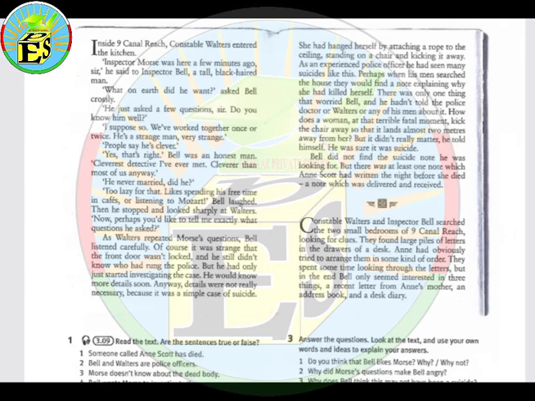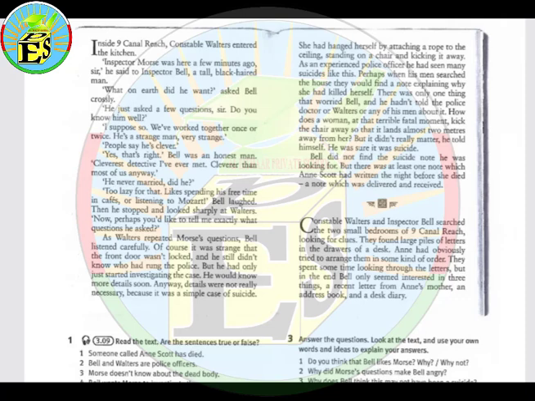Of course, it was strange that the front door wasn't locked, and he still didn't know who had rung the police. But he had only just started investigating the case. He would know more details soon. Anyway, details were not really necessary, because it was a simple case of suicide. She had hanged herself by attaching a rope to the ceiling, standing on a chair and kicking it away. As an experienced police officer, he had seen many suicides like this. Perhaps when his men searched the house, they would find a note explaining why she had killed herself.